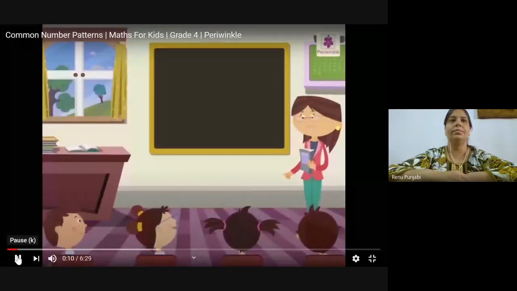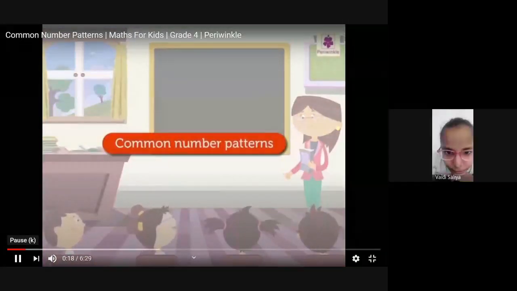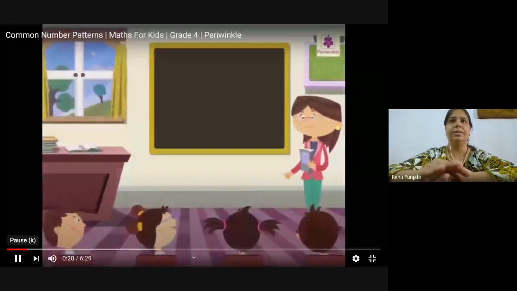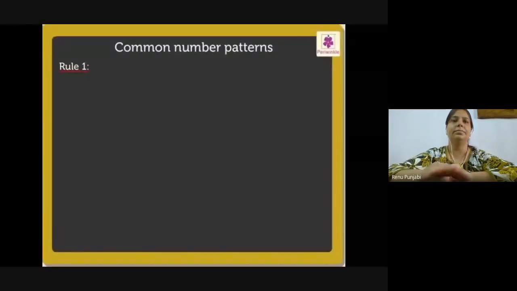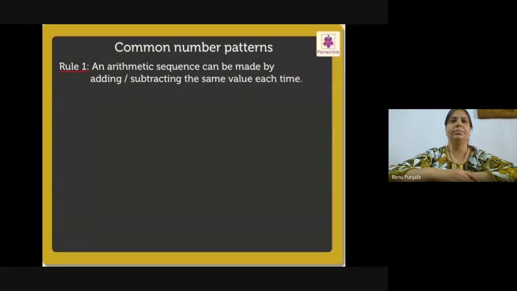Different types of patterns. Today, let us look at some of the rules to make common number patterns. Ma'am, can you mute it? Yes. Rule 1. An arithmetic sequence can be made by adding or subtracting the same value each time.